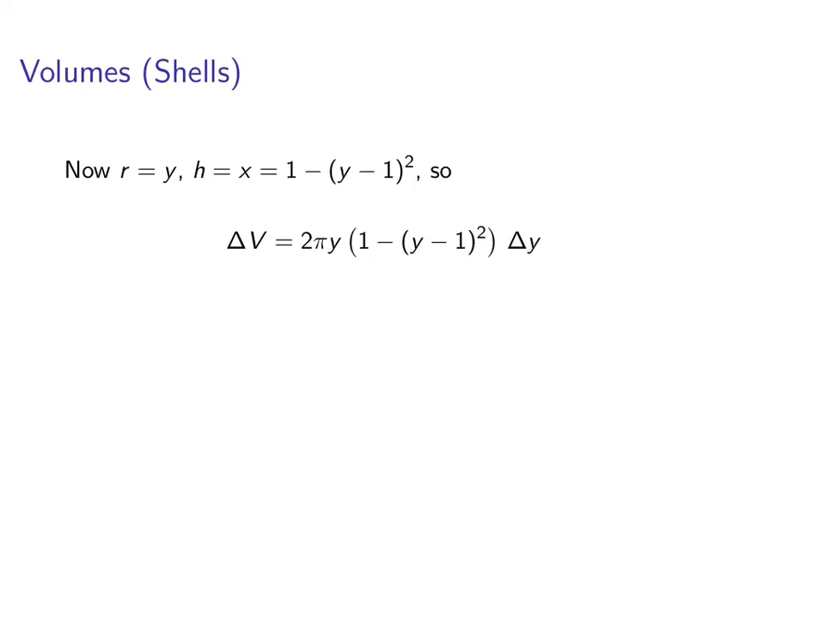So now we can write down our delta V. Delta V is 2 pi times the radius times the height times the thickness. And in this case, the thickness is a delta y. Okay, so if we work all that out, we end up with 2 pi times y times 2y minus y squared times delta y.